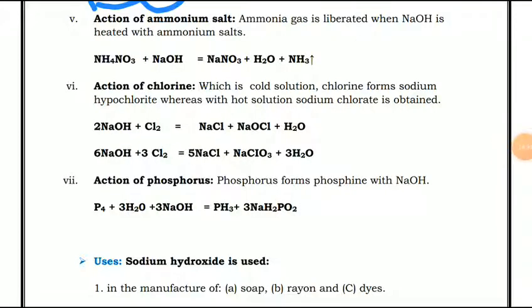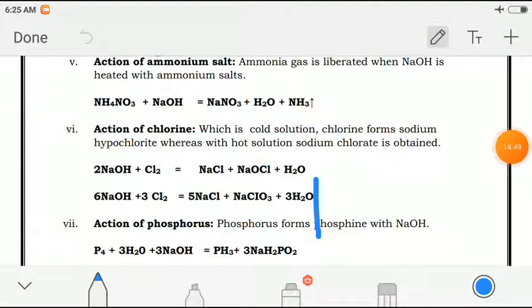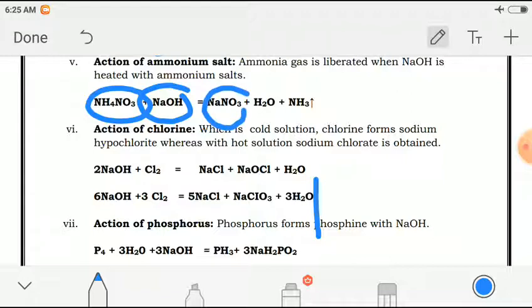Now we will see action of ammonium salt. Ammonia gas is liberated when NaOH is heated with ammonium salt. Now we will see the reaction. See, ammonium nitrate reacts with NaOH, which gives NaNO3 with liberation of ammonia gas.